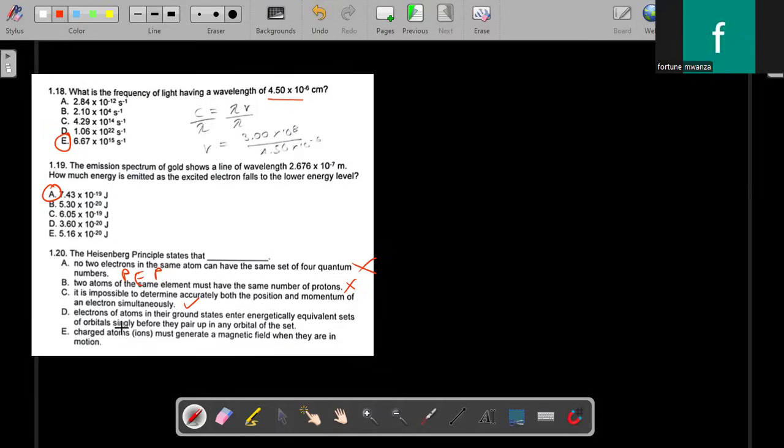Then this one, electrons of an atom in their ground state enter energetically equivalent sets of orbitals singly before they pair up in any orbital of the same set. That's Hund's law. Then the last one, charged atoms must generate a magnetic field when they are in motion. So this has nothing to do with the Heisenberg principle. So here the Heisenberg principle is C. So we are done with this paper.